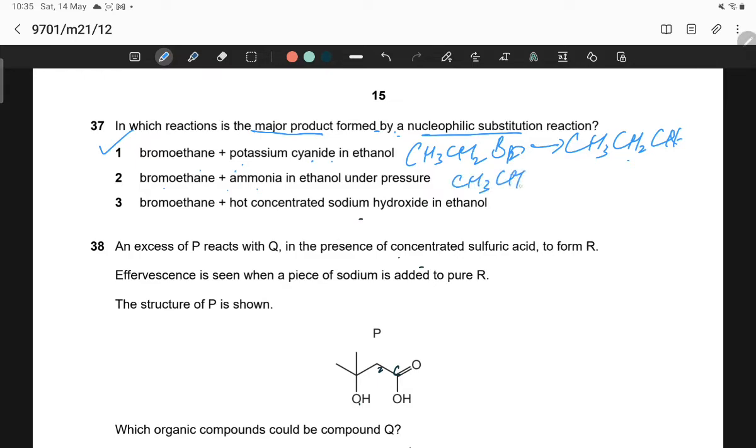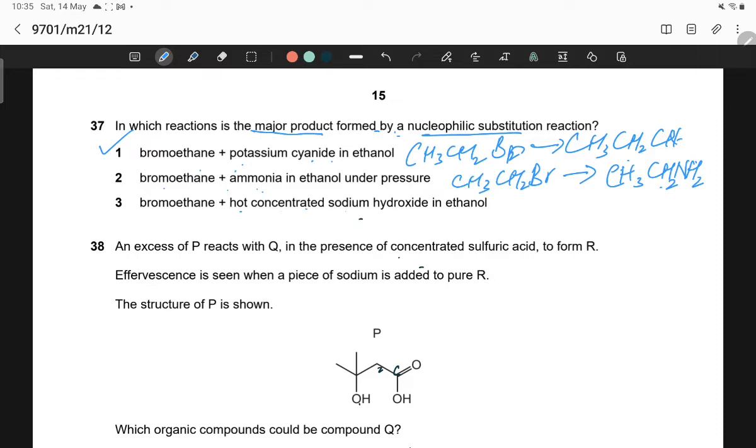CH3CH2Br, when it reacts with ammonia in ethanol under pressure, ethylamine is formed, CH3CH2NH2. This is also nucleophilic substitution, and only one major product is formed. This is the major product.